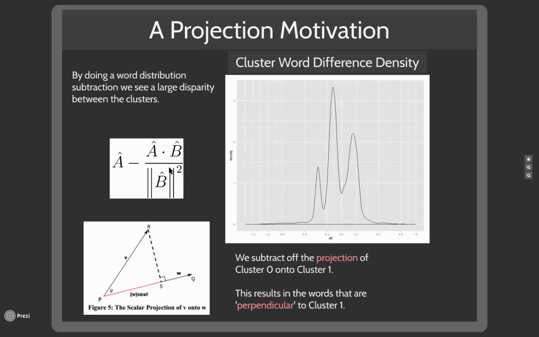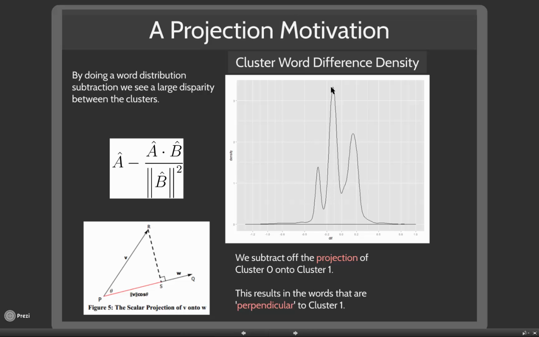So if we have these two word importance vectors, A and B, we can take one word importance vector and subtract off the projection of it onto the other word importance vector. And you can see a visualization of that here. If we do this, we end up getting quite nice results, exactly as we would expect.